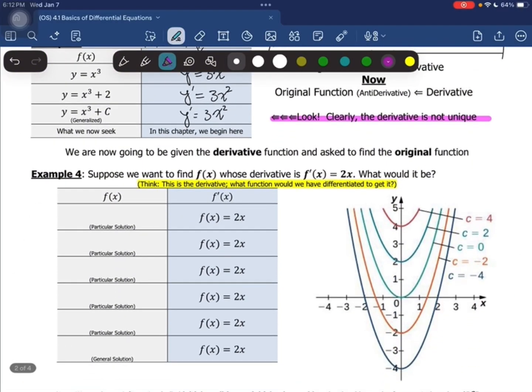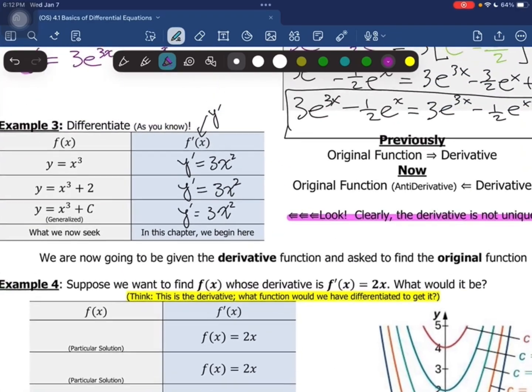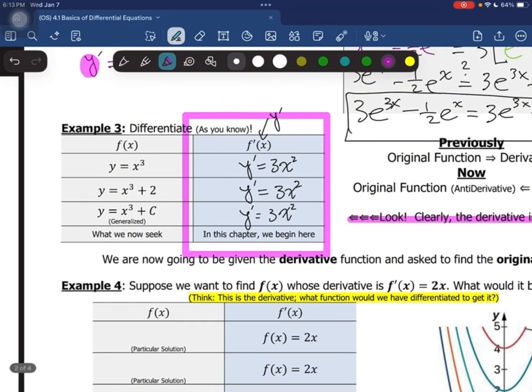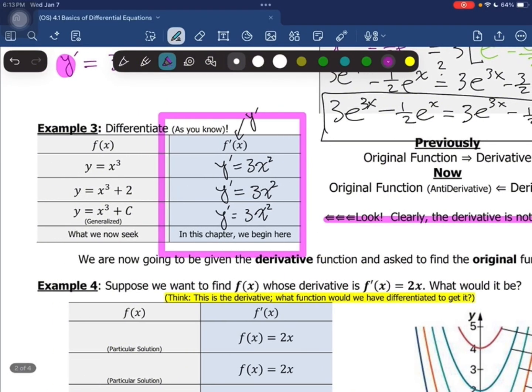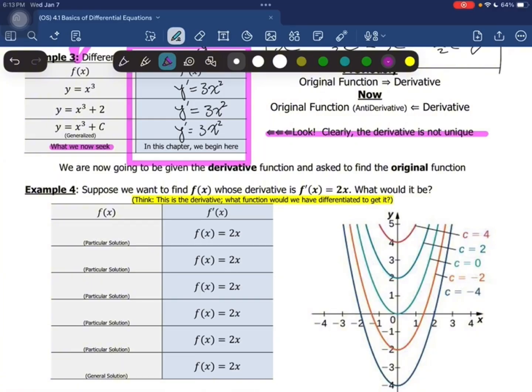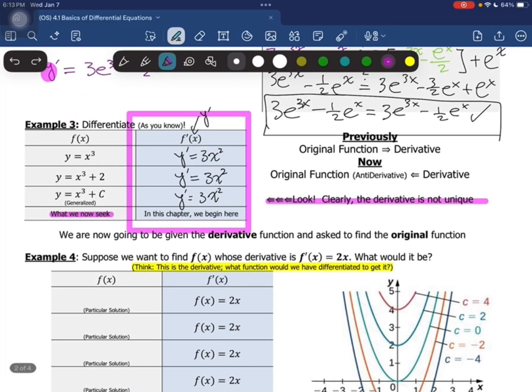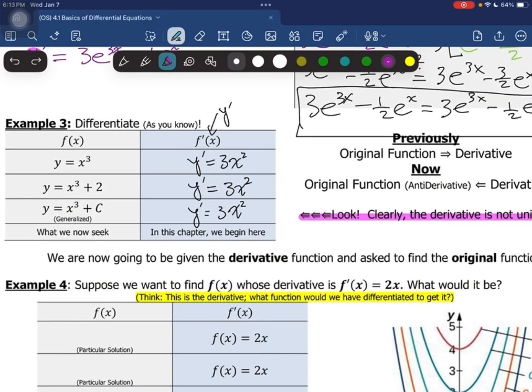But in this chapter, we begin over here. And this is what we are now seeking. We are now going to be given the derivative function and asked to find the original function. So, we are given this. We want to find this.